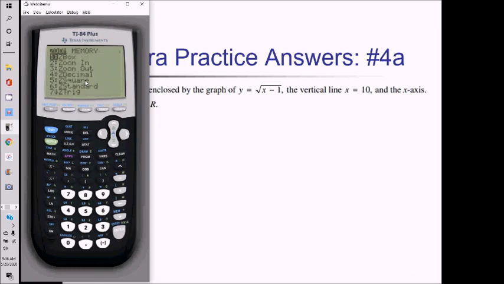So let me just do zoom 6. And actually, I don't need to see all of that. Let me go to my window and let me just start at -1 for the x values, just kind of anticipating this vertical line I'm about to draw.